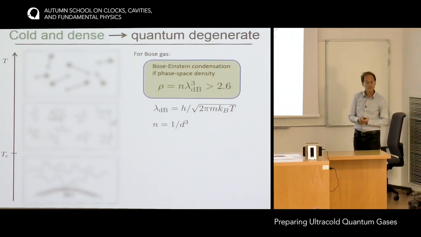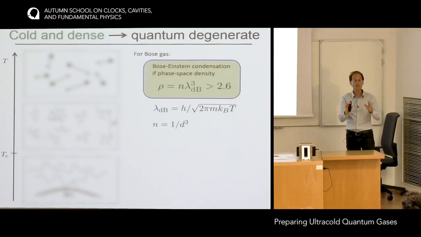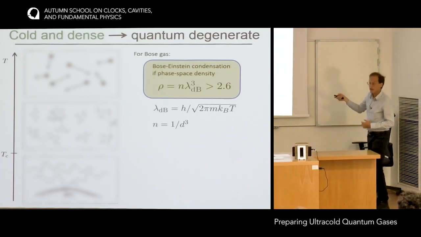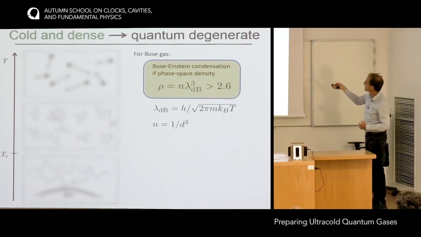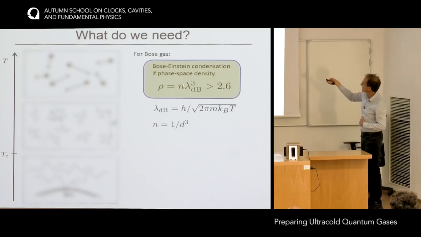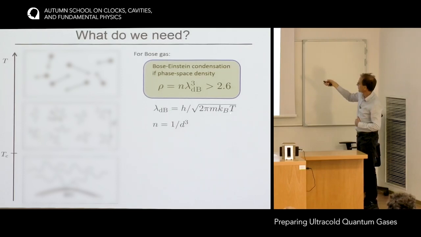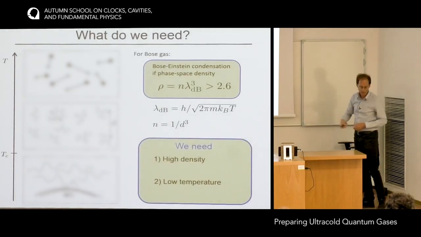Now, what do we need to do to get a Bose-Einstein condensate? Let's for a moment forget about clocks and just concentrate on trying to create a Bose-Einstein condensate, trying to fulfill this condition. We can see here we should have a high density, and the de Broglie wavelength is inversely proportional to the square root of temperature, so we have to have a low temperature.